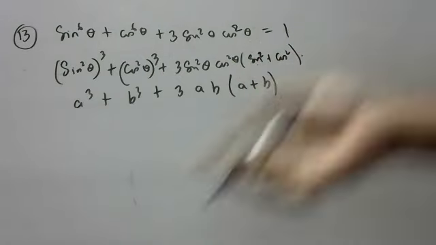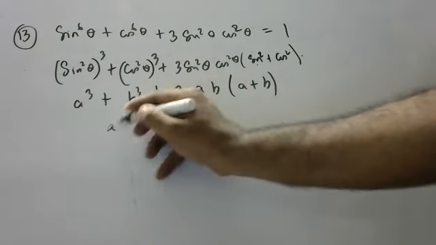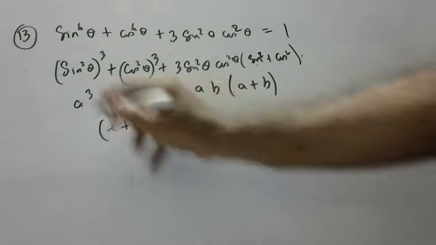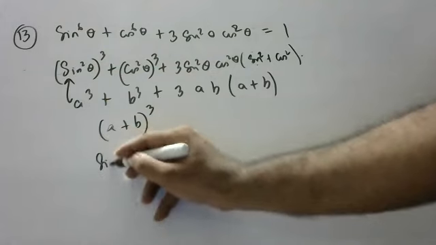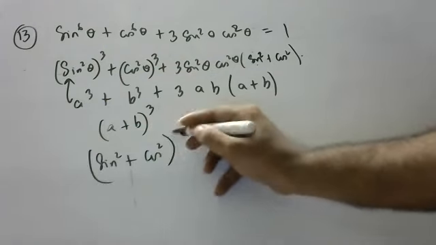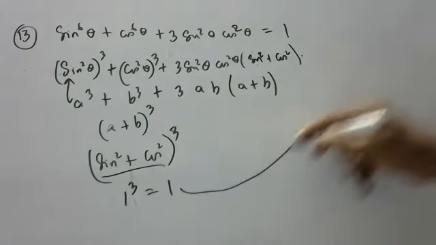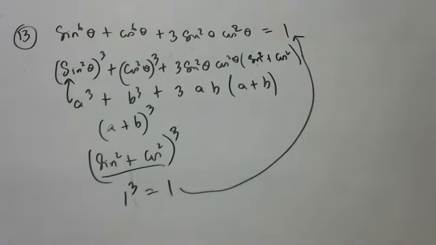One we can write as sine square plus cos square is one. So this is in the form of that. This is nothing but a plus b whole cube. Who is a here, children? Sine square theta. Who is b here? Cos square. Whole cube. Sine square plus cos square is 1, whole cube. 1 cube is 1. Hence proved.